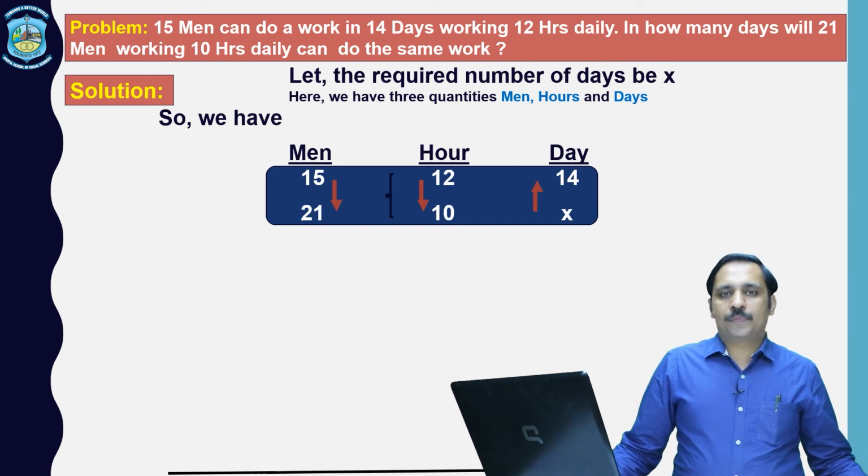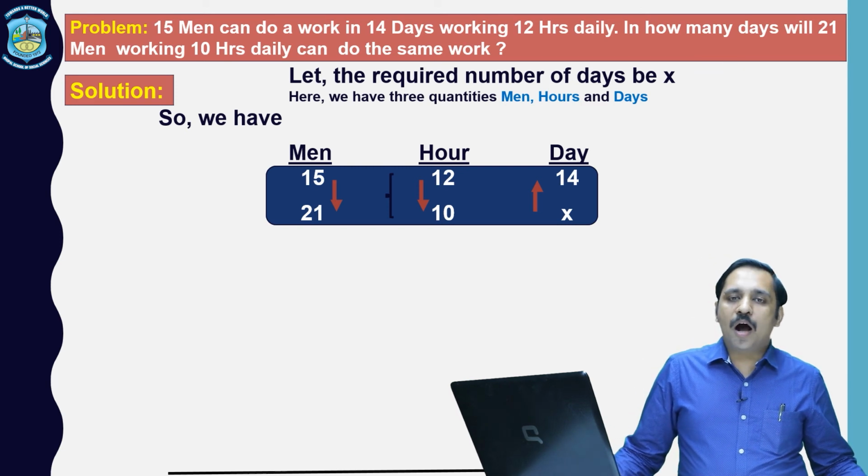for the days. Similarly, we will have to compare hours with the number of days. Since we work for fewer hours, we require more days. Hence, the relationship is inverse.